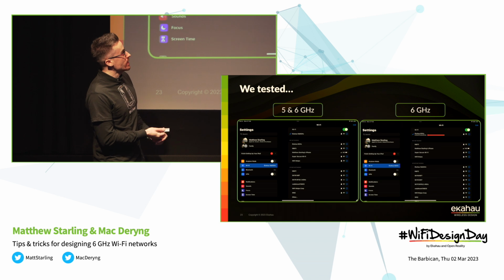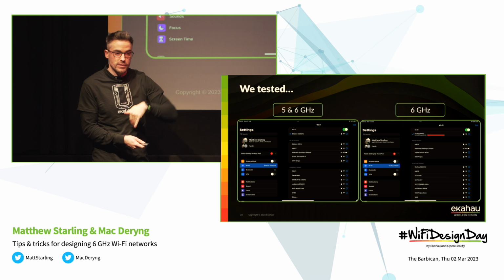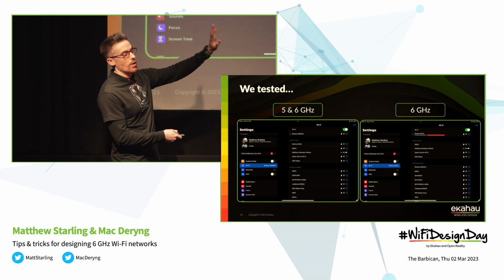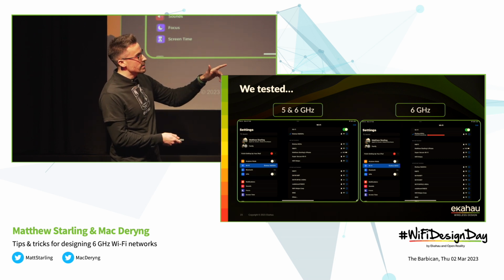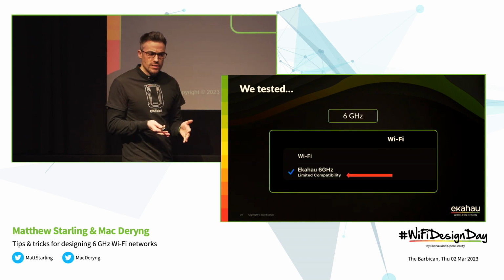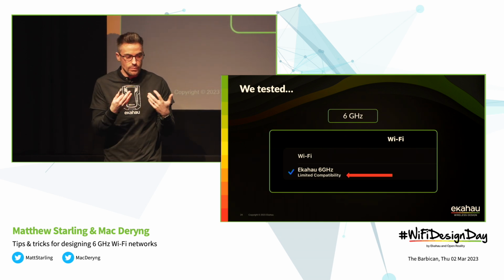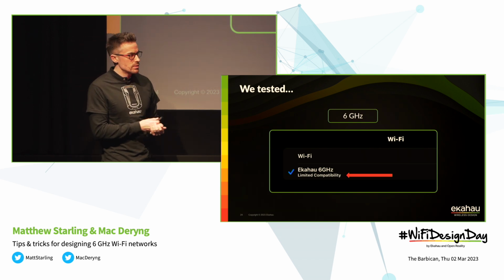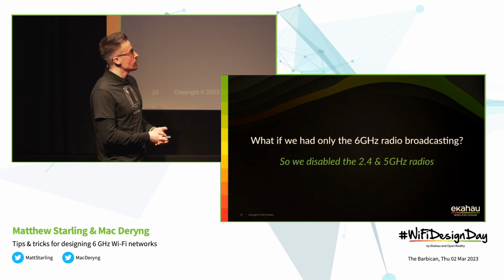Then I connected my iPad to the 5 and 6 gigahertz network, and I didn't get any compatibility warning. But when I connected my iPad Pro to the 6 gigahertz only network, I did get the limited compatibility warning message. I was able to use the 6 gigahertz network, no problem at all, but for some reason Apple was throwing a warning to say that we have some limited compatibility. So one thing to keep an eye out for. I didn't have any problems using the network, but it's one thing to think about for sure in the future.